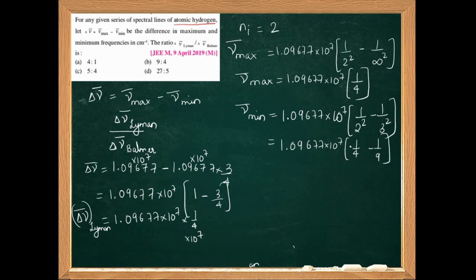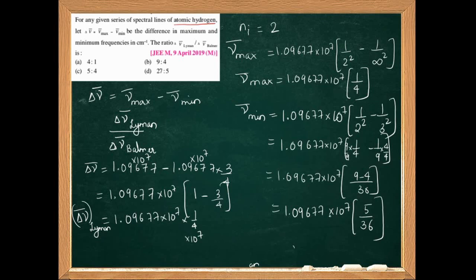I have to equalize these. So I'll multiply this by 9 upon 9 and this by 4 upon 4. This will give us 1.09677 into 10 to the power 7, 9 minus 4 upon 36. So this will give us 5 upon 36. So 1.09677 into 10 to the power 7, 5 upon 36. Okay, so this is nu min for Balmer.